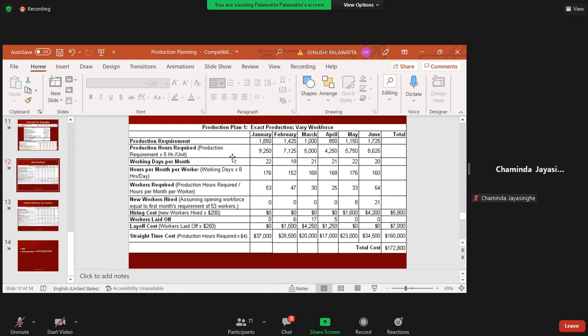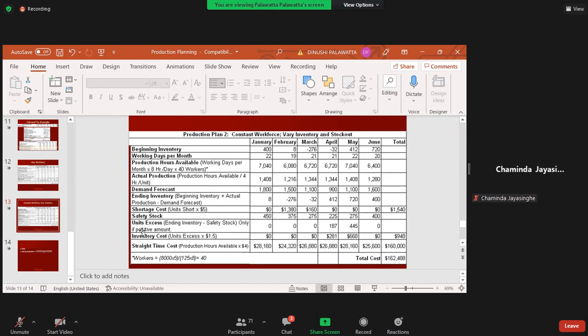So remember, safety stock is not an inventory. Safety stock is not considered as an inventory. So here also, inventory becomes excess units after the safety stock. Any additional units after the safety stock are considered inventory.